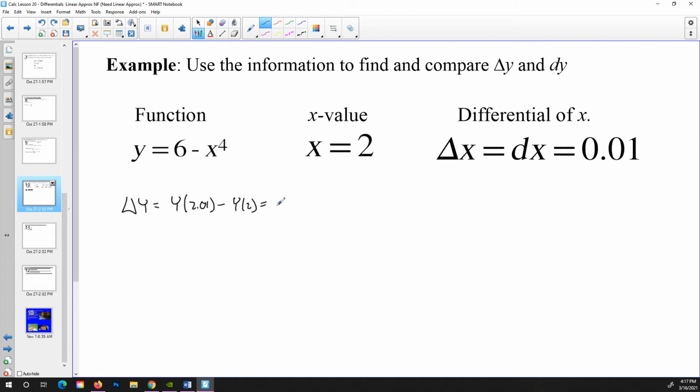y of 2.01 ends up being negative 10.322, and y of 2 ends up being just negative 10. And so when you subtract those, you get negative 0.322. Now, if we want to find the differential of y, we got to derive y with respect to x first.